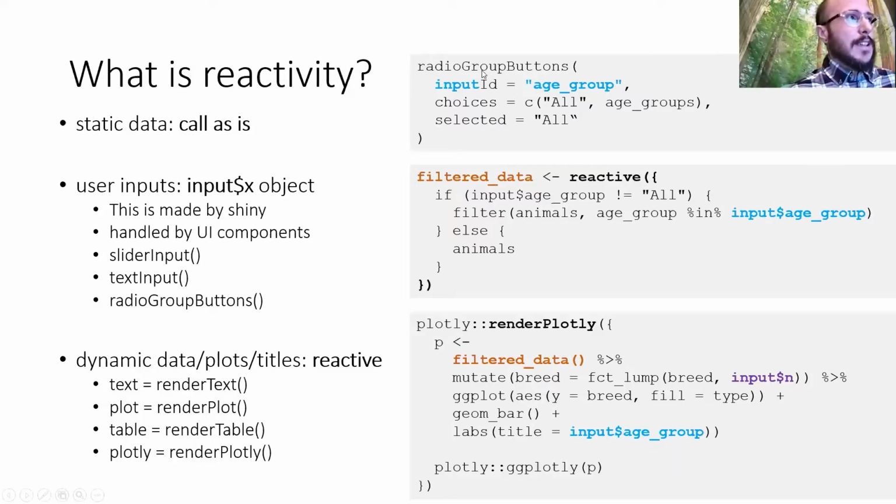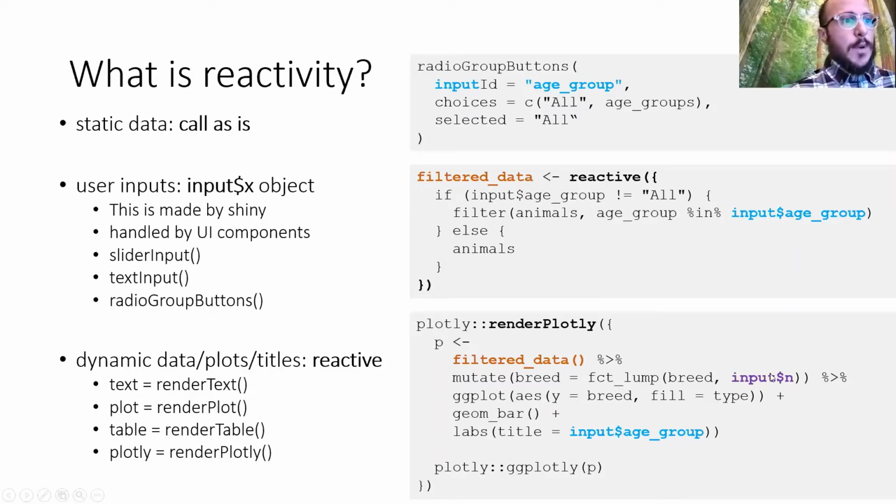So in my radio group buttons, the input ID for this set of buttons is called age group. And then in my filtered data set, I want to filter this animals data set where the age group is in this input age group. So input age group is getting created when Shiny runs. It's going to see this group of buttons, create an input object, look at all of the input IDs from my UI elements and assign them to a list. And then that list is something that I'm going to be able to call with input $ X or Y or whatever it is. So in this case, it's input $age group. And then in my Plotly, I want to use that filtered data set, but I want to add a little extra and limit the list that comes back.